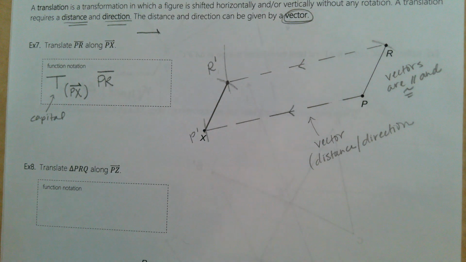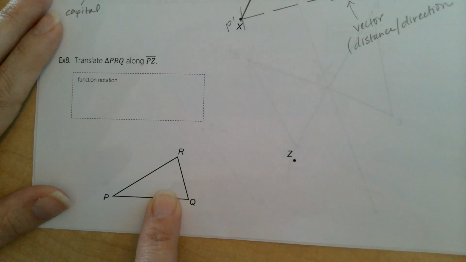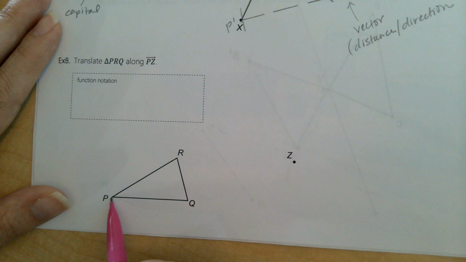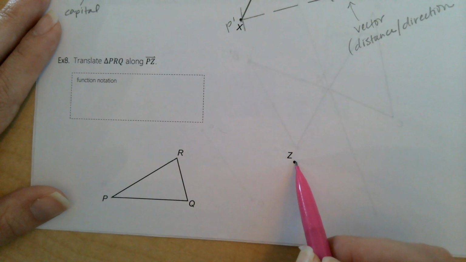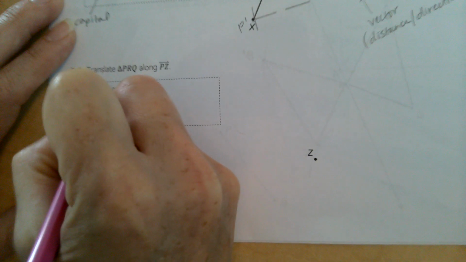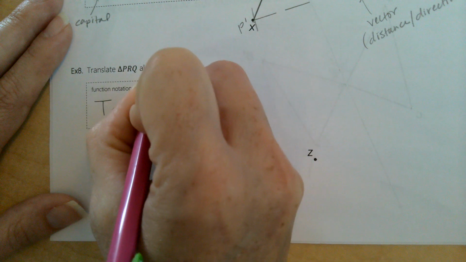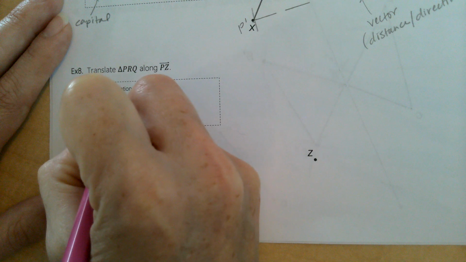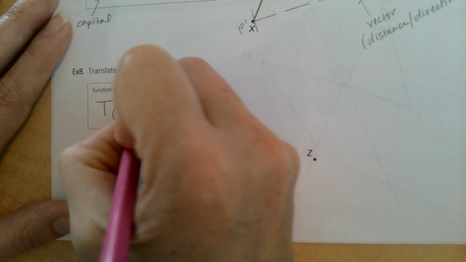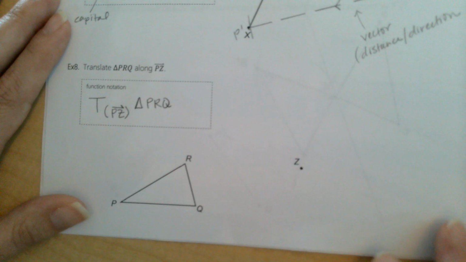Okay, let's do another one. This time we're going to translate triangle PRQ along the vector PZ, meaning I'm going to take P and I'm going to put it on Z. Does that make sense? Okay, let's write it first. What's my notation start with? Capital T, good. And then in parentheses, a subscript, I put? Yep, the vector PZ. Make sure you put the little barb on that to make sure it's a vector. And then what am I translating? Triangle PRQ. Good, triangle PRQ. Check your neighbor, make sure they wrote it down right.